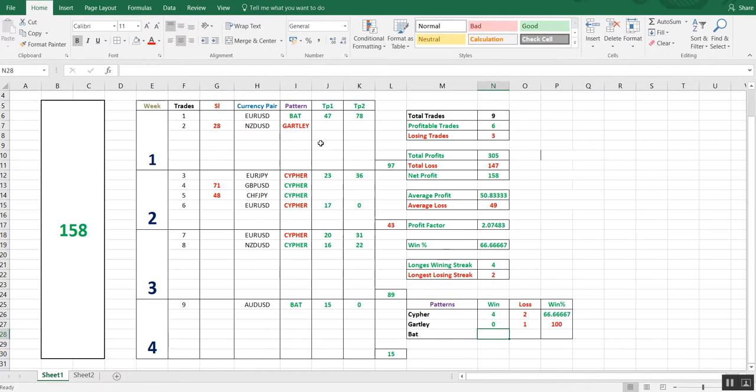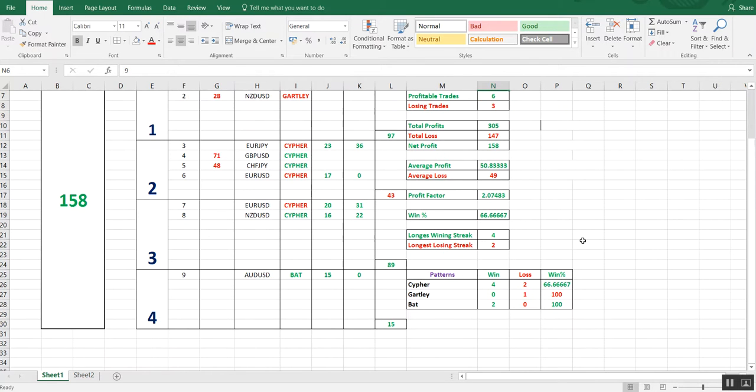So bat pattern, we had 1 bat pattern, 2 bat patterns. Surprisingly, it's 2 for 2 on bat patterns, which has been my worst pattern. Looking at last year's results, this has been my worst pattern. But for some reason, so far we're 2 for 2. So 100%. Let's just check to make sure everything adds up. So 4 plus 2 is 6, 7, 8, 9. Total of 9 trades. Yeah, so we're good.